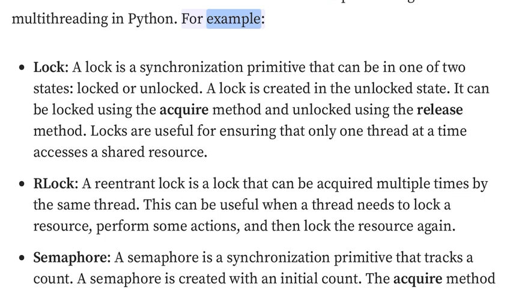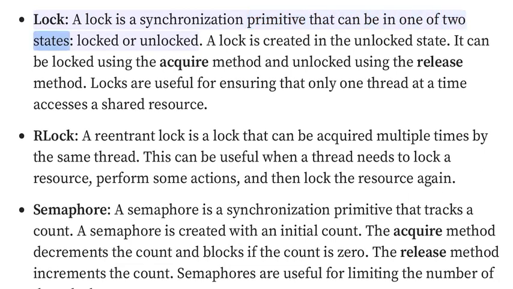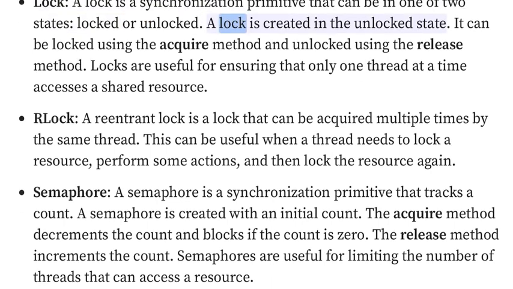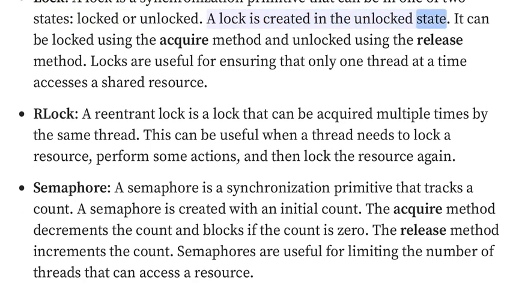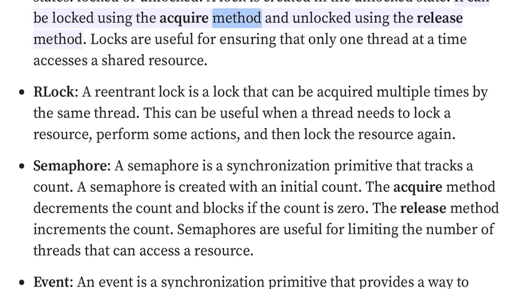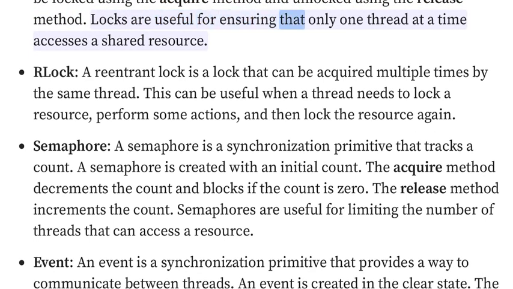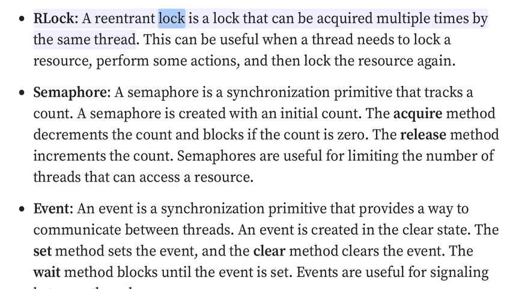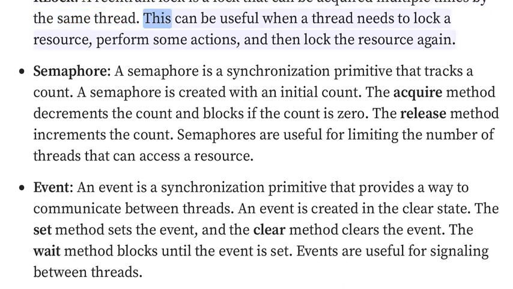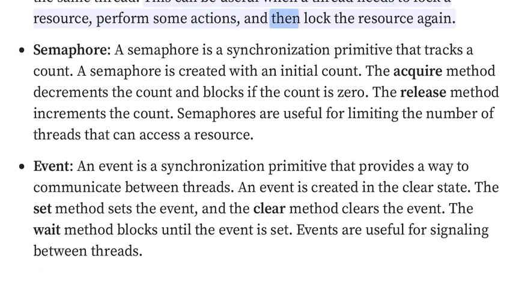For example, Lock. A lock is a synchronization primitive that can be in one of two states, locked or unlocked. A lock is created in the unlocked state. It can be locked using the acquire method and unlocked using the release method. Locks are useful for ensuring that only one thread at a time accesses a shared resource. RLock. A reentrant lock is a lock that can be acquired multiple times by the same thread. This can be useful when a thread needs to lock a resource, perform some actions, and then lock the resource again.